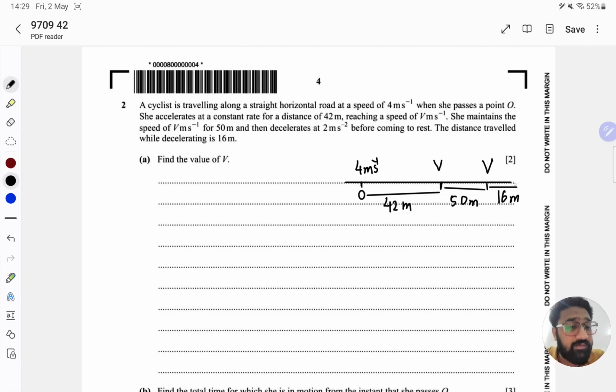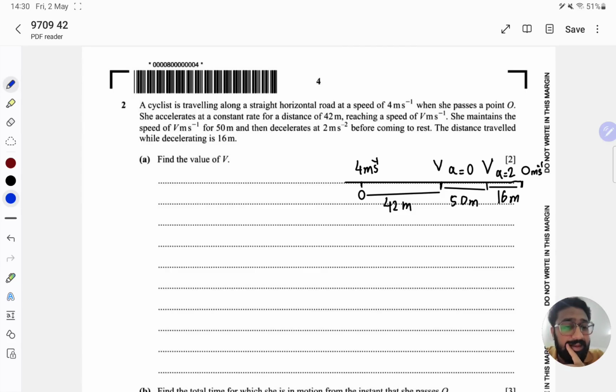So this distance when she is decelerating is 16 meters. The final speed over here is going to be 0 meter per second because he's coming to rest, and the deceleration for this portion is going to be 2. Similarly, when the speed is constant throughout the journey of 50 meters, the acceleration value is going to be 0 meter per second square. We need to find the value of v. So let's jot down all of these things.